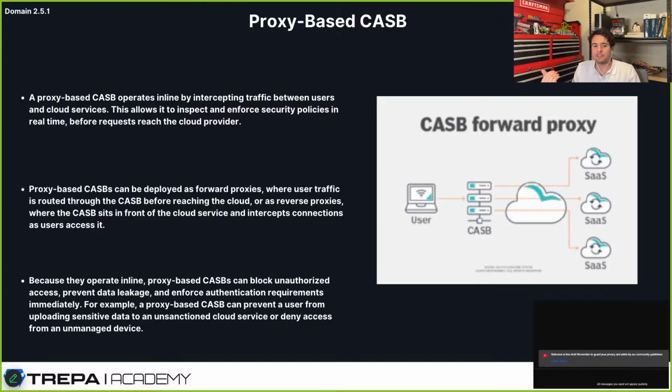Now, when we deploy VMs, we put them in a VNet, we do like a NAT gateway, load balancers, and then we can add like network security groups to that. That kind of almost functions like that reverse proxy CASB without calling it that. So because they operate inline, proxy-based CASBs can block unauthorized access, prevent data leakage, and enforce authentication requirements immediately.